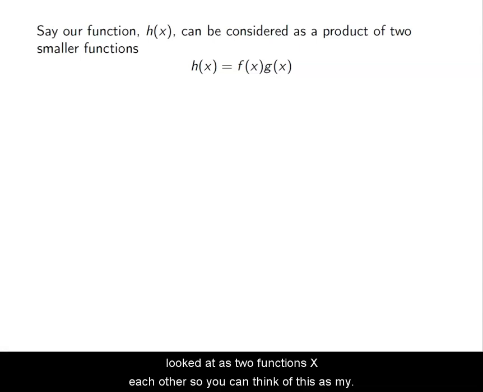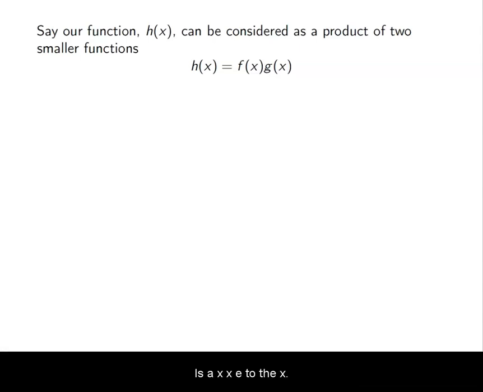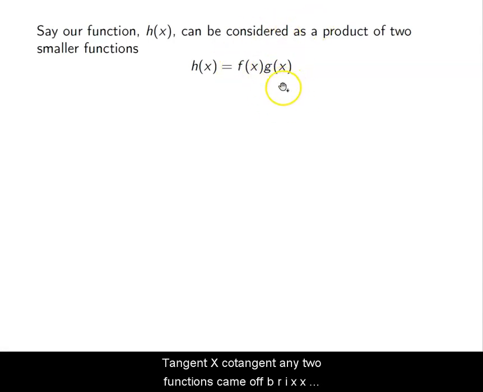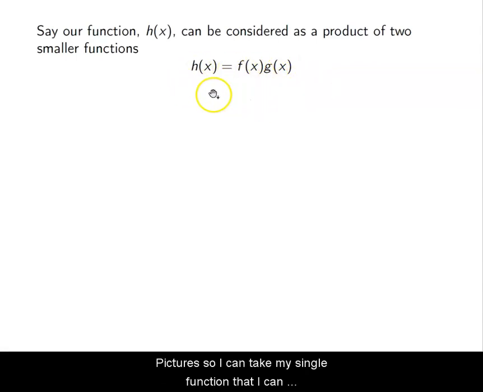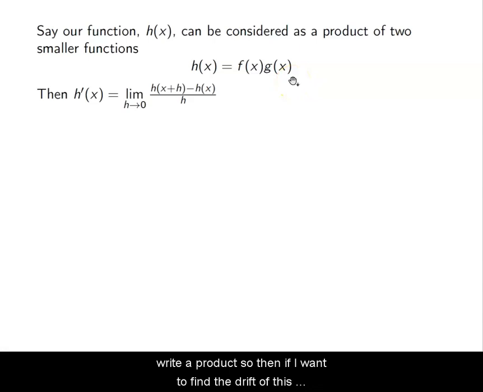You can think of this as, let's say, x times e to the x, or a polynomial times sine, or e to the x times sine, or tangent times cotangent, just any two functions being multiplied. X times square root of x. Pick your choice. I can take my single function and describe it as two other functions being multiplied, a product of functions.